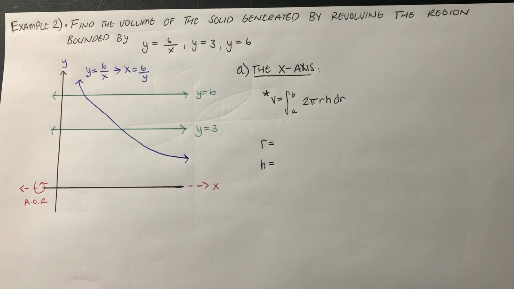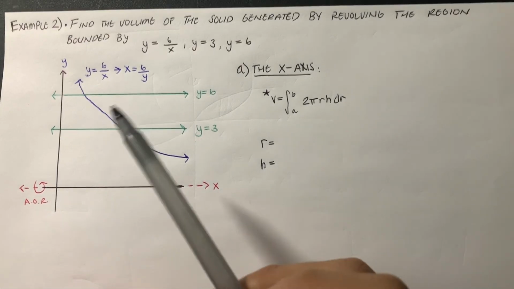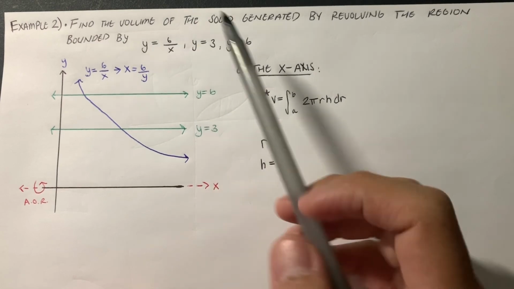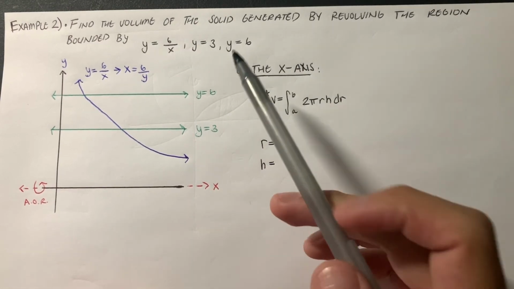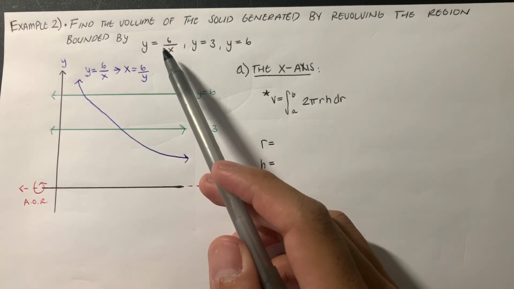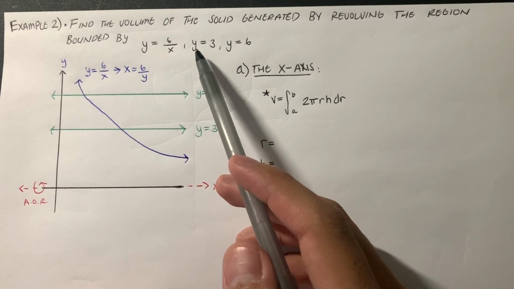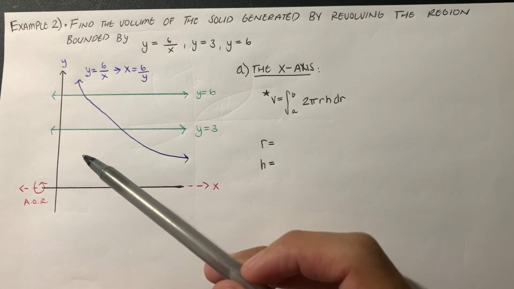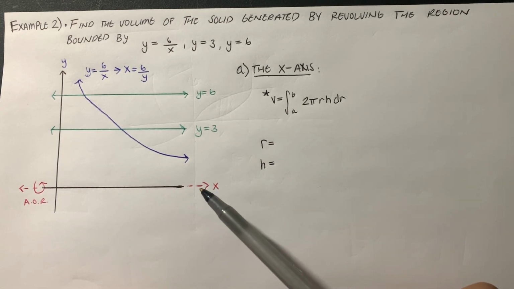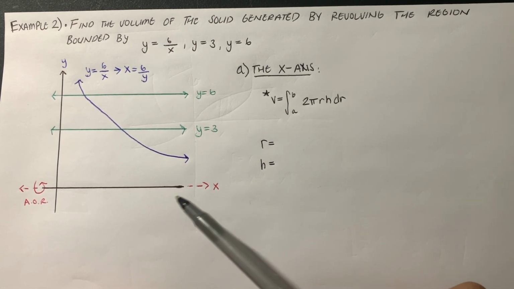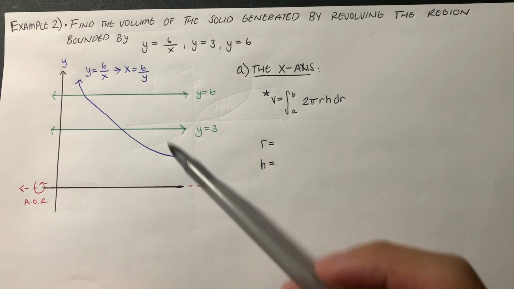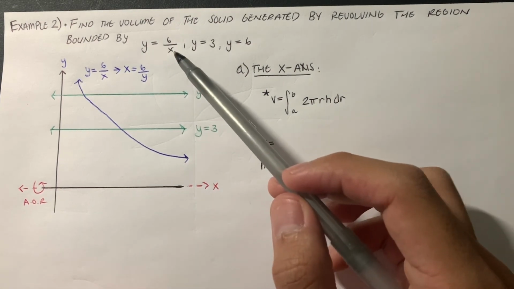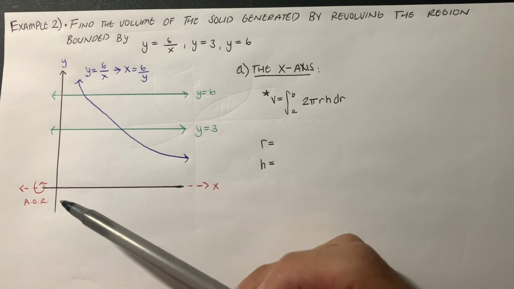Okay, and now moving on to the second problem. We are going to find the volume of the solid generated by revolving the region bounded by y equals 6 over x, y equals 3, and y equals 6. I've already done the liberty of drawing that graph out. We always want to make sure that we label the axis of rotation first, so I did it on the x-axis. Then we graphed y equals 6 over x, which is very similar to y equals 1 over x.